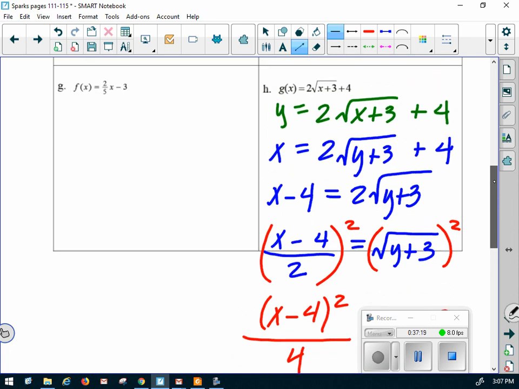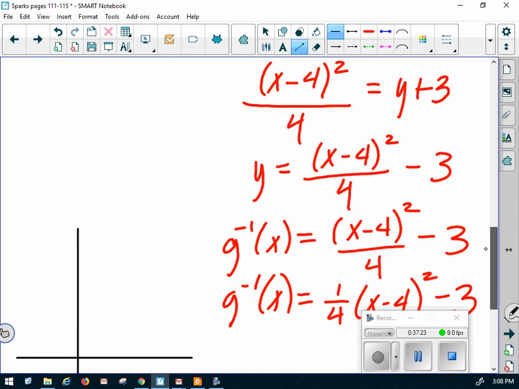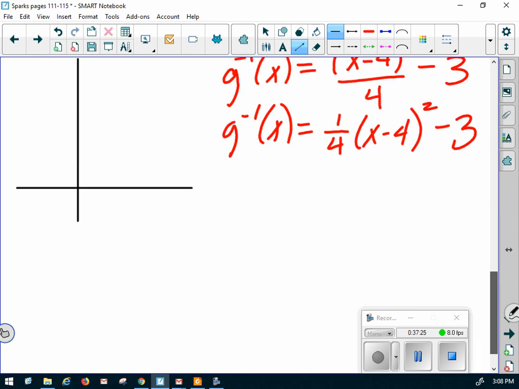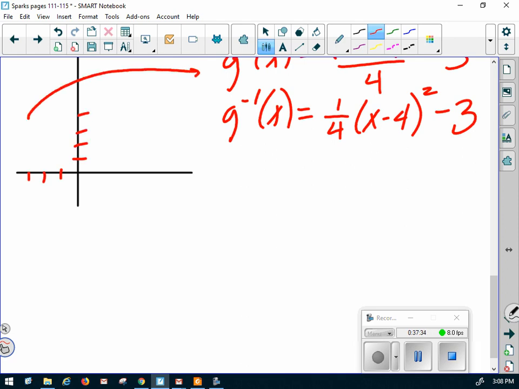This original function here, wherever it was, what you said, left 3 up 4? Isn't that right? Wasn't that right? Left 3 up 4. Went like this. How can we have a parabola being the inverse of that?